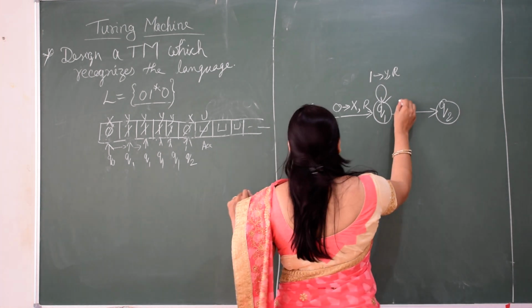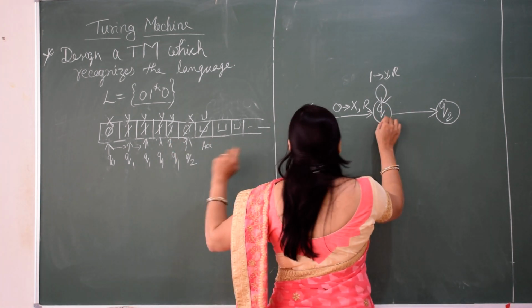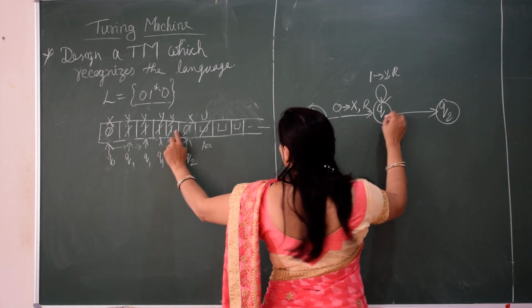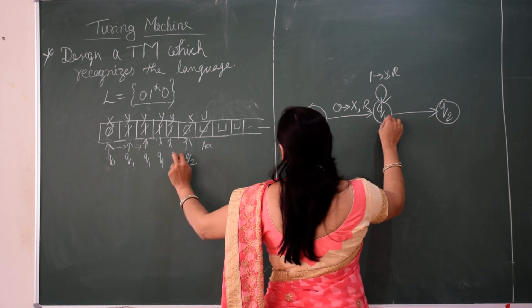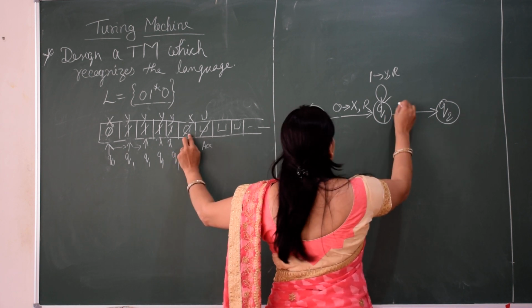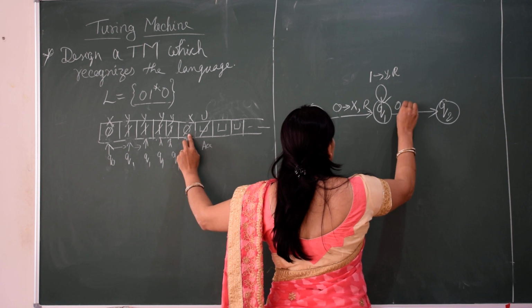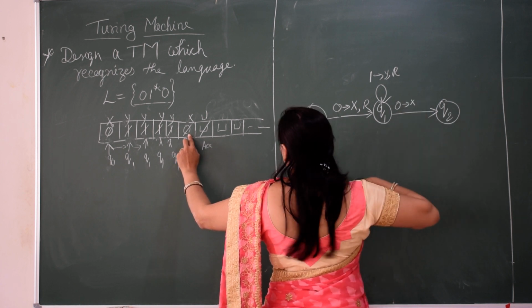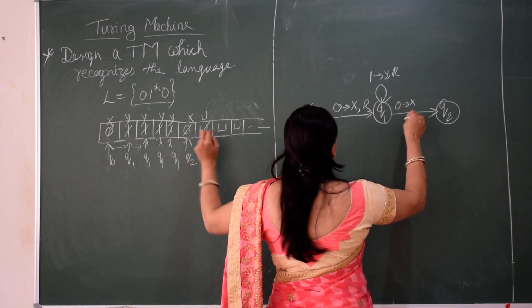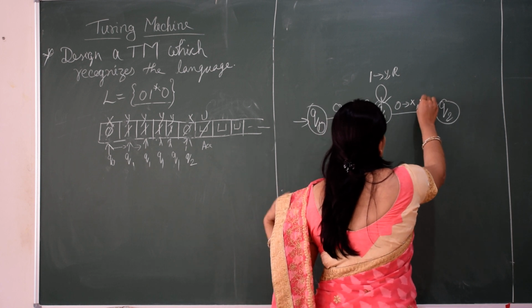Here, what are we reading? Right now we are at Q1. Now next, what are we reading? 0. When we read 0, we will convert it into X, and by converting it into X, we have moved to the right.